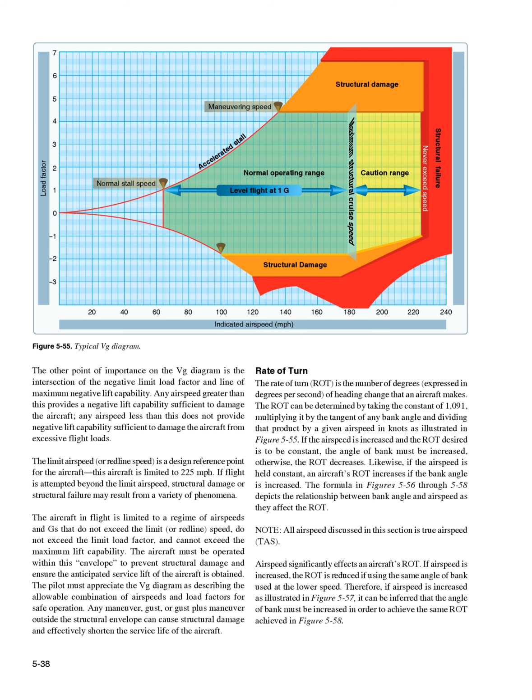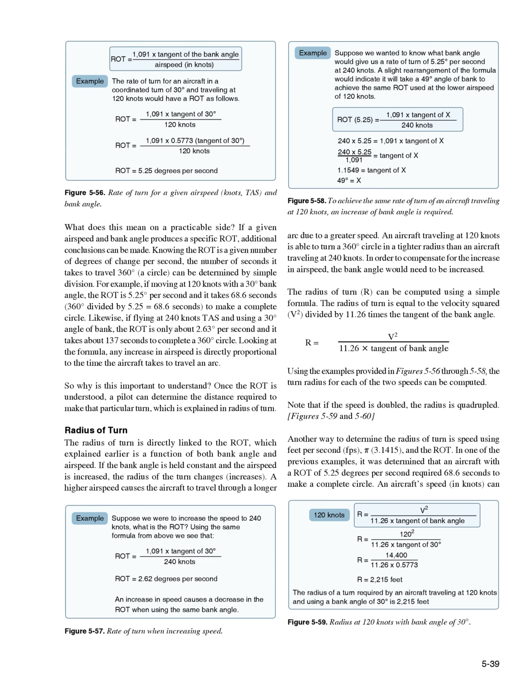Note, all airspeed discussed in this section is true airspeed, TAS. Airspeed significantly affects an aircraft's ROT. If airspeed is increased, the ROT is reduced if using the same angle of bank used at the lower speed. Therefore, if airspeed is increased as illustrated in Figure 5-57, it can be inferred that the angle of bank must be increased in order to achieve the same ROT achieved in Figure 5-58. What does this mean on a practical side?